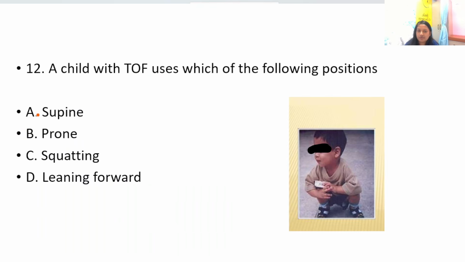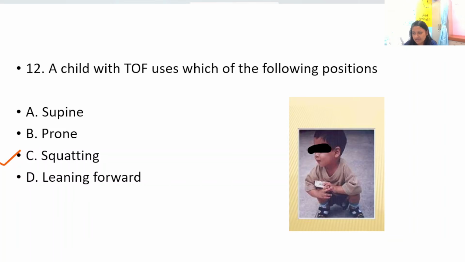A child with TOF uses which of the following positions? Supine, prone, squatting and leaning forward. Here the answer is squatting. What happens when a child with TOF squats? Why does the oxygenation improve? Oxygenation improves because there is increase in systemic vascular resistance, and therefore right to left shunting reduces and there is improved blood flow to the lungs. So a child with TOF uses squatting.